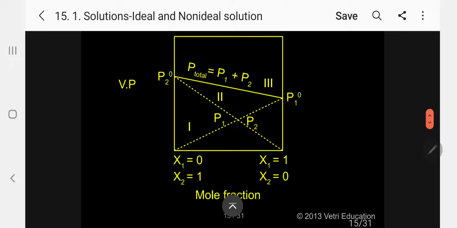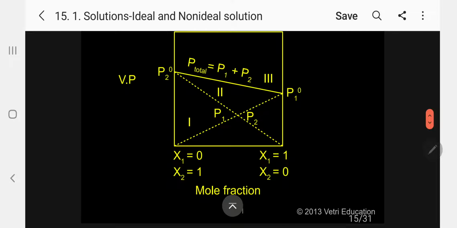Kindly follow. So vapor pressure of P2 is higher, so that means highly volatile. Where vapor pressure is low, it is comparatively less volatile.